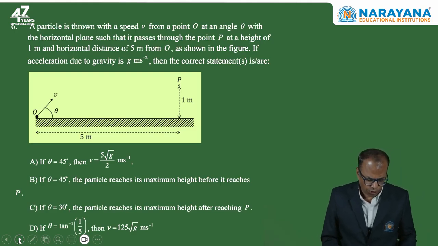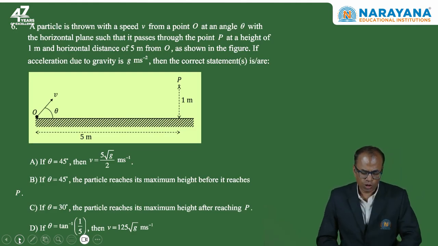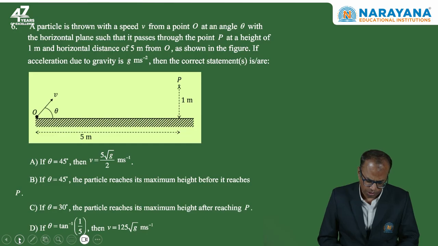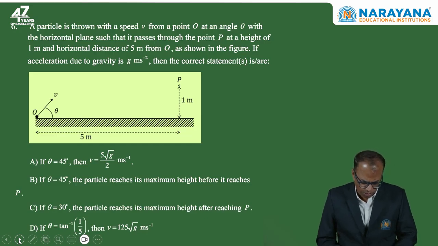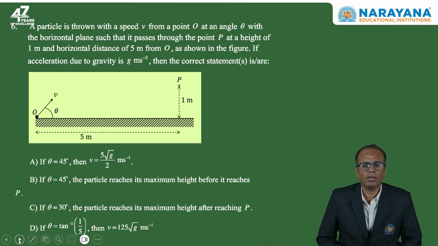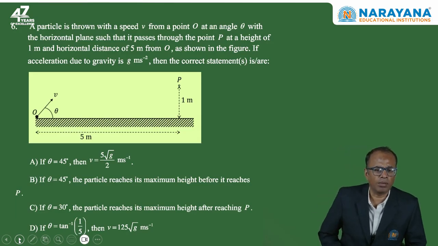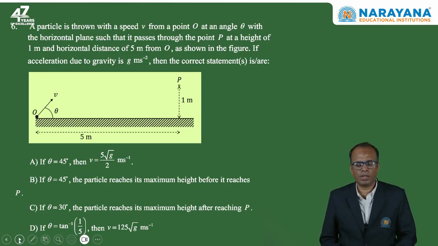Anyways, next question. A particle is thrown with speed v from a point O at an angle theta. This looks like an easy question to me. Projectile motion, I am good at projectile. It is thrown with speed v at an angle theta so that it passes through a point P at a height of 1 meter and horizontal distance 5 meter. Acceleration is g meter per second squared. Then we have to find the correct statement. So this looks like a question of trajectory to me.